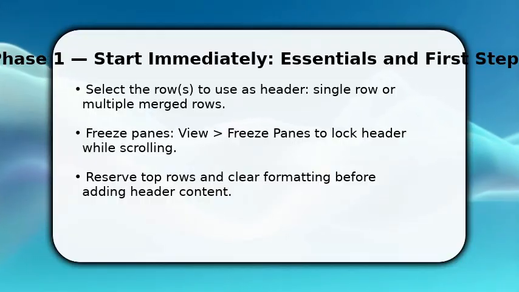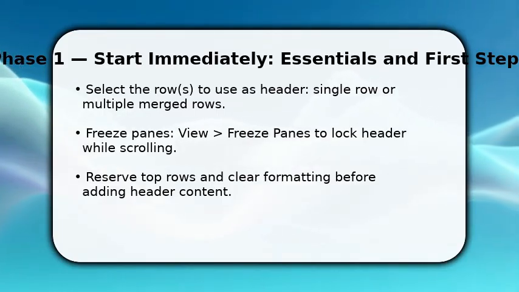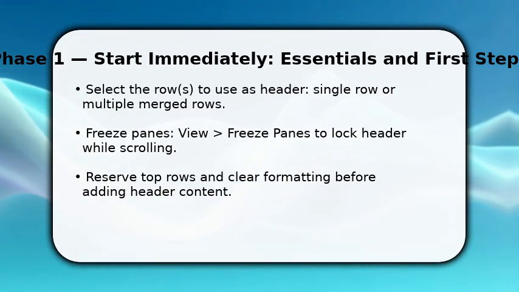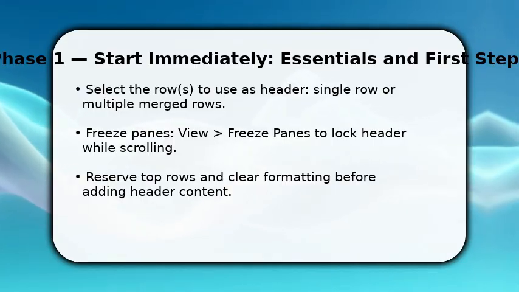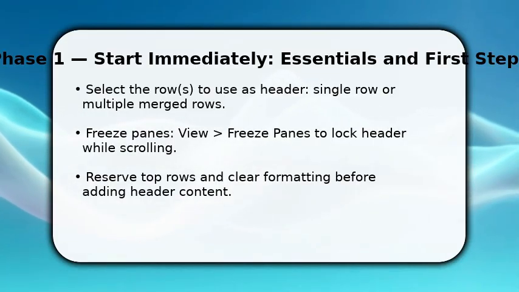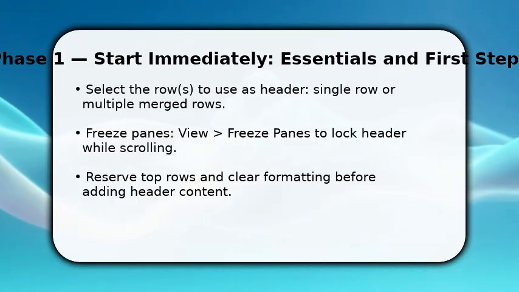You start by choosing where the header will live and why that matters. Headers guide readers and anchor filters. Select the top row or rows, then clear existing formatting so styles don't conflict. Next, freeze panes from the View tab so the header stays visible when you scroll.